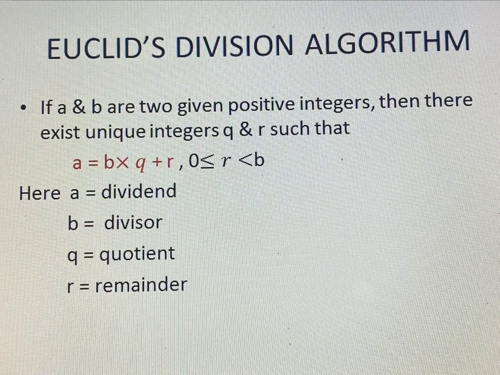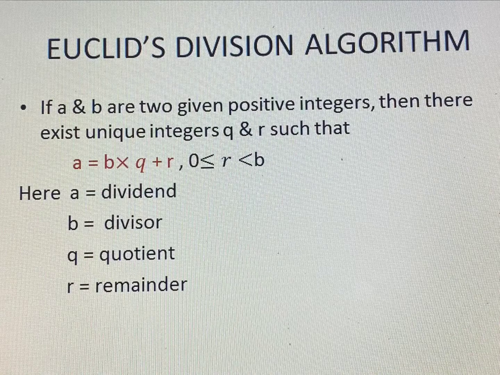Euclid's division algorithm. If a and b are two given positive integers, then there exist unique integers q and r such that a is equal to b into q plus r, where 0 is smaller than or equal to r smaller than b. Here A is dividend, B is divisor, Q is quotient and R is remainder.